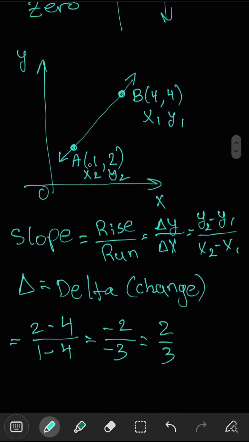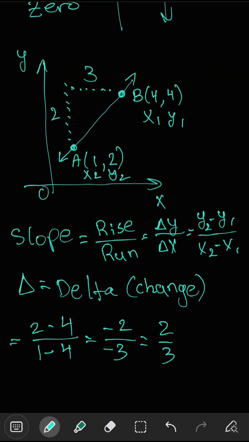Well, let's see. To go from 1 to 4, how much do I have to... Oh, I'm sorry. Let's start with y. To go from 2 to 4, how much do I have to rise? So to go from 2 to 4, my rise is going to be 2. I have to go up 2, right? And to go from 1 to 4, how much do I have to run? I have to go over 3.